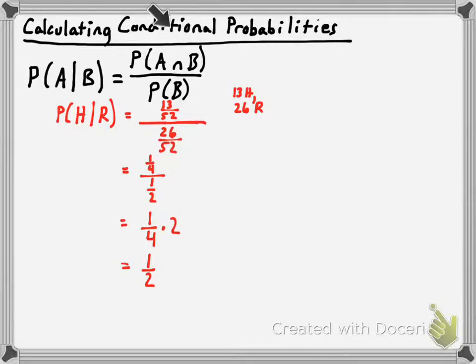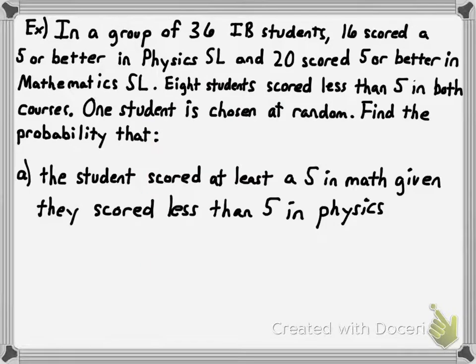And now I just need to show you a couple more examples of where you use this formula in order to calculate conditional probabilities. All right, you're going to want this example written down in your notes, and you're going to want to draw a Venn diagram to go along with it as well. The problem says that in a group of 36 IB students, 16 scored a 5 or better in Physics SL, and 20 of them scored a 5 or better in Mathematics SL. There were 8 students that scored less than 5 in both courses.